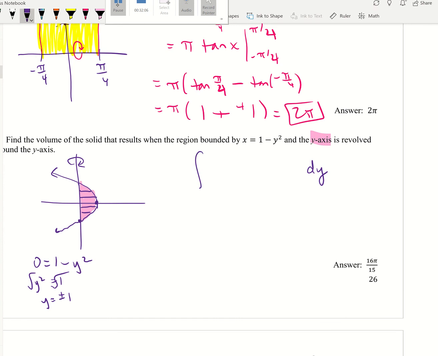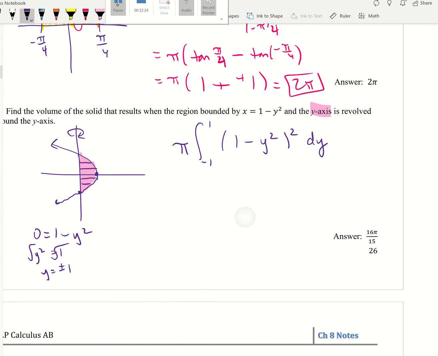So this would be the definite integral from negative 1 to 1. Now remember, I'm doing pi times radius squared. There is only one radius. This is not washer, this is disk, because the shaded region goes all the way to the axis of rotation. And so this would be 1 minus y squared, quantity squared. Now, in order to integrate this by hand, I'm going to expand out this expression. So I'll FOIL it times itself. This would be 1 minus 2y squared plus y to the 4th dy.